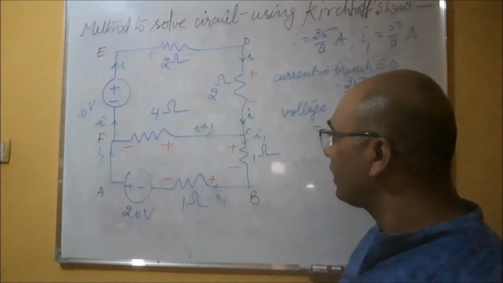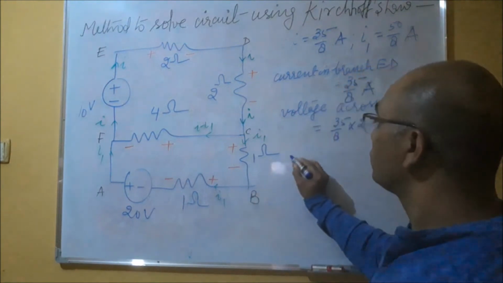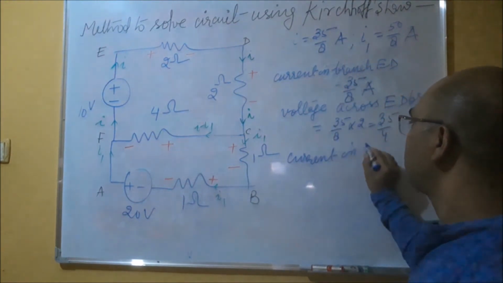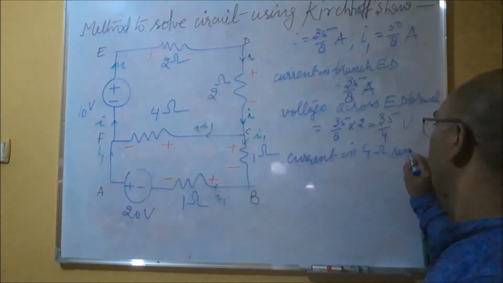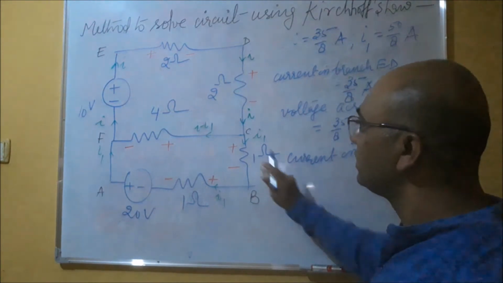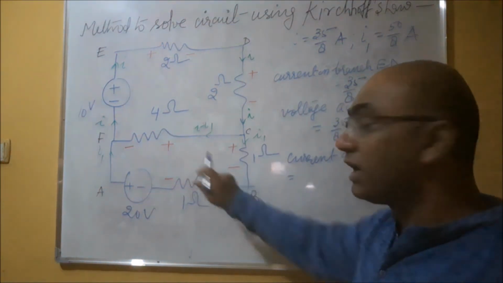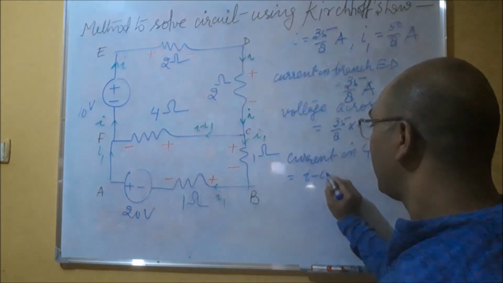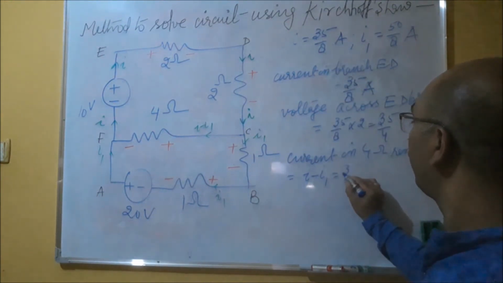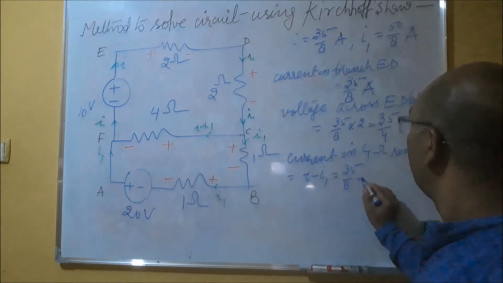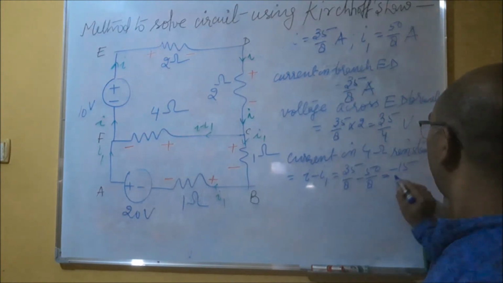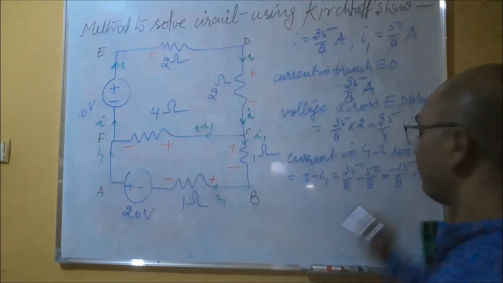I am again taking the example of 4 ohm. So the current in 4 ohm resistance, what is the current? I minus I1. You know the value of I, you know the value of I1. So 35 upon 8 minus 50 upon 8, this is minus 15 upon 8 ampere.